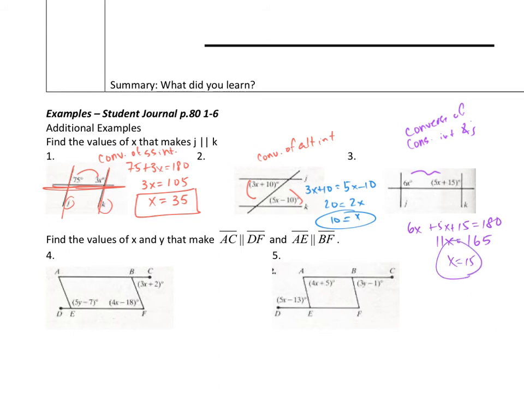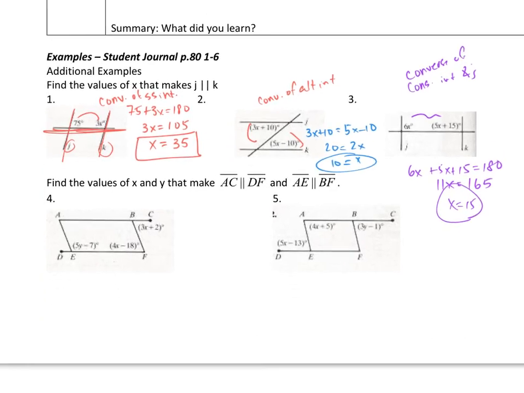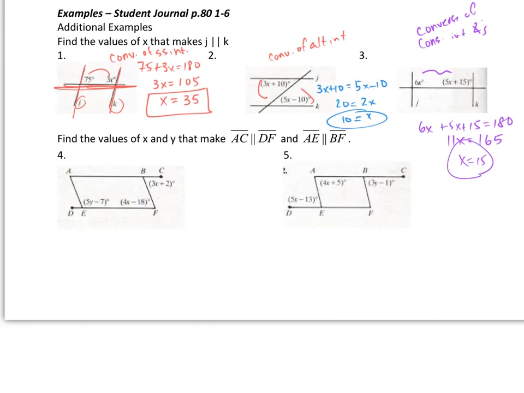All right, let's take a look at these next ones. Find the value of x and y this time. We've got a couple things going on that make these parallel. All right, so let's start with this one. Over here, you can say this plus this is 180, right, to make these two parallel. But then I'll have an x and a y. So let's see if I do this, alternate interior. These are converse of alternate interior angles. So that would mean 4x minus 18 would equal 3x plus 2. So x would be 20.